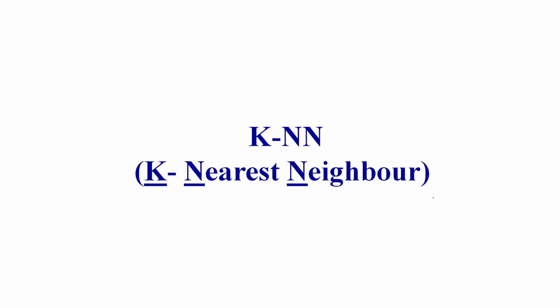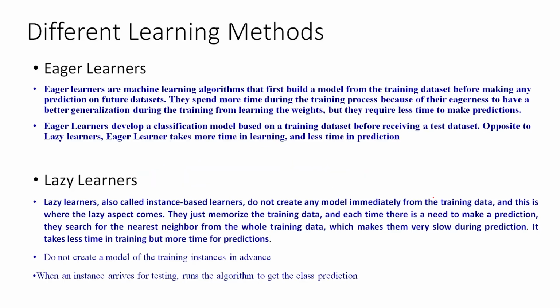I will go now to the next part, called KNN. K stands for anything, we will talk about what K is, and N stands for nearest neighbor. First you have to understand again the difference between eager learners and lazy learners. We talked about it again and again. Eager learners are machine learning algorithms that first build a model from the training data set and then make predictions on future data sets. Therefore, they spend more time during the training process, because they have to generalize during training and learn the weights, but they require less time for predictions. Eager learners develop a classification model based on a training data set after receiving all the data.